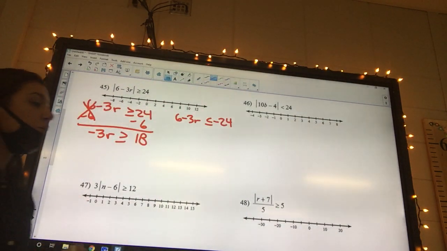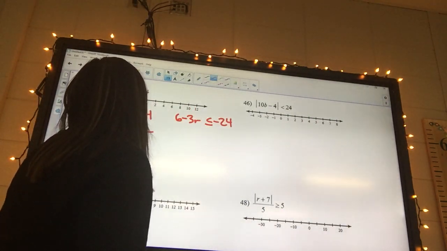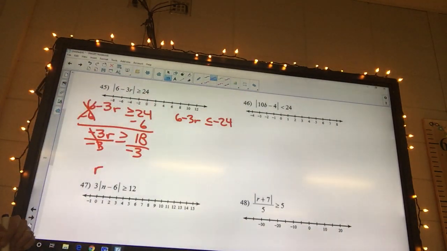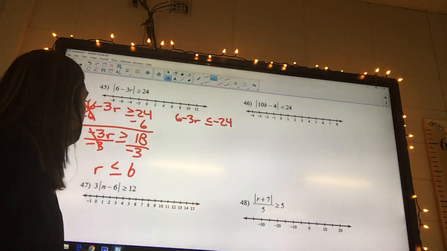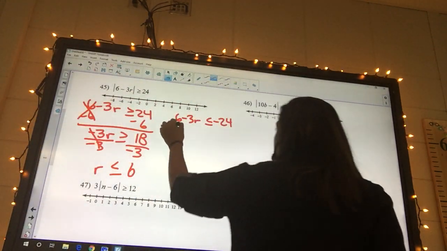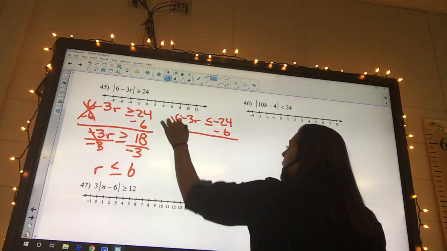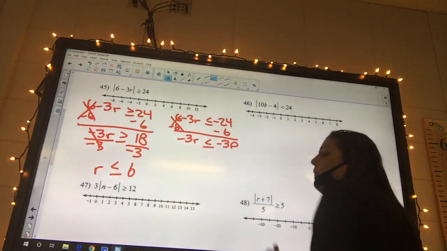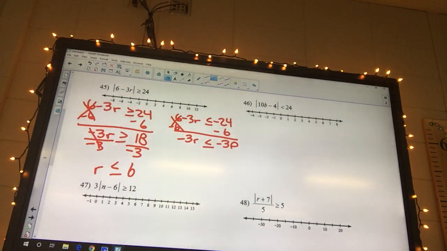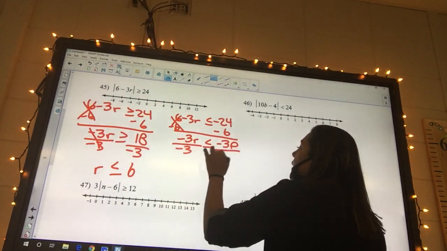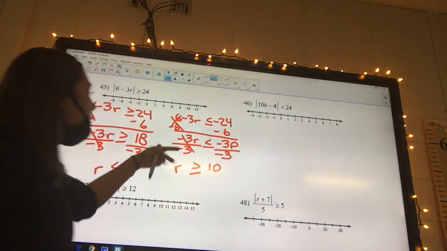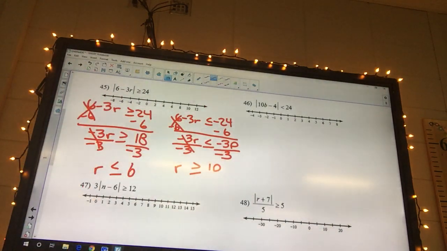Okay, and then my last step is to divide. Do we need to flip? Yes. And then this one, negative 6. So I got negative 3r is less than or equal to negative 30. And then our last step is to do what? Divide by negative 3. Do we need to flip? Yes. So this one really got flipped twice, because we had to flip it at the beginning, and then we had to flip it at the very end again.